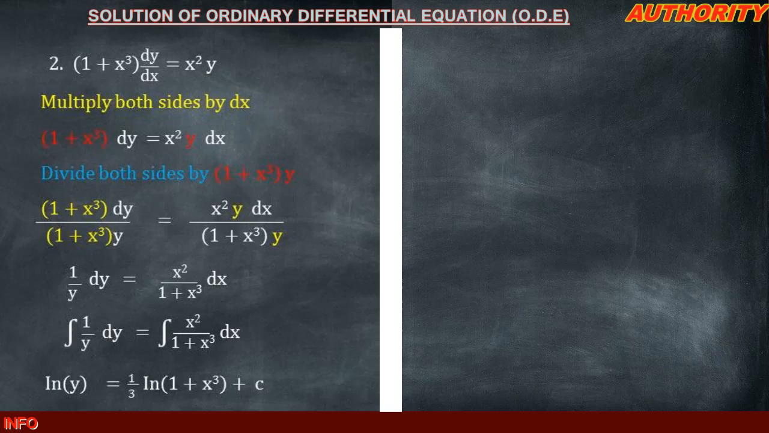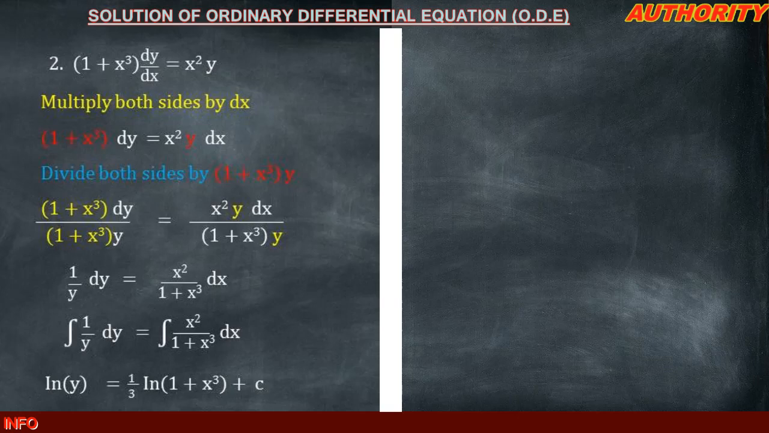Please, we have talked so much about integration using several variables. If you want to learn more on this, please check our playlist and look for integration. We have done something like this before, and I assume you understand this. So when we integrate the left-hand side and the right-hand side, we have ln y equal to 1 over 3 ln (1 plus x cubed) plus c.